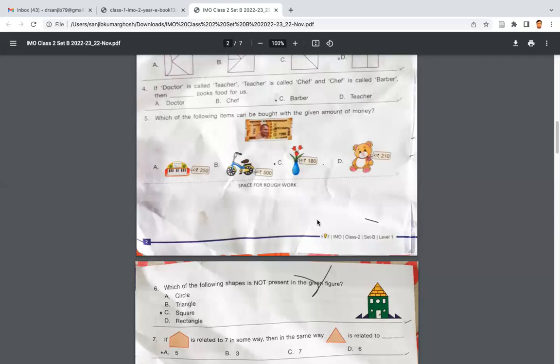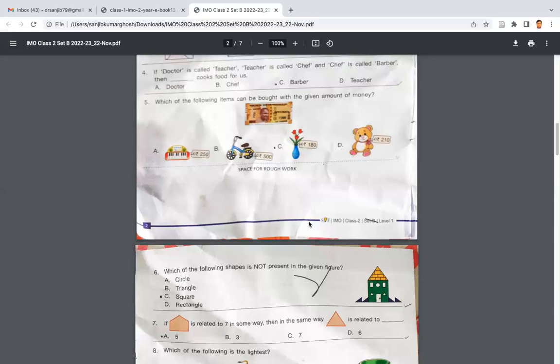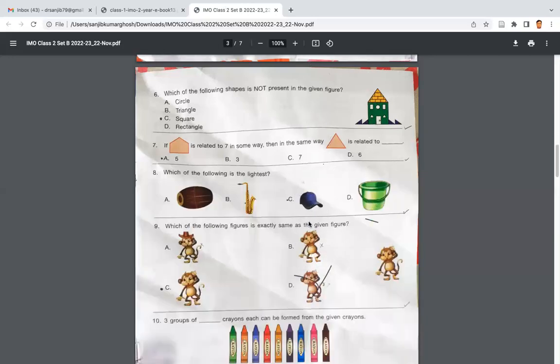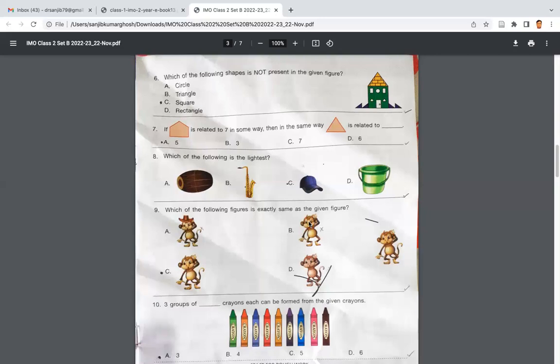Number five, Shuanshu. Tell me number five, Shuanshu. It's very easy. Unmute yourself and tell me, Beta. One, very good. 180, because it is less than 200. Excellent. Now tell me number six, Beta. Which of the following shapes is not present in the given figures?